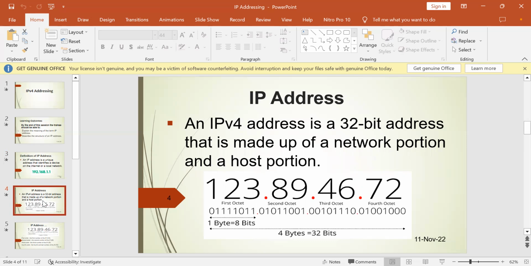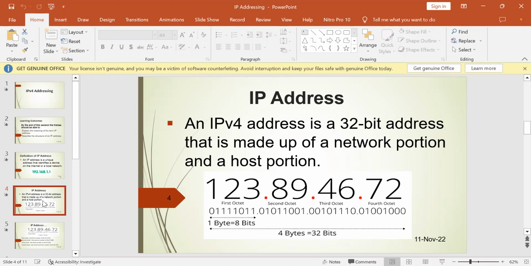So an IP address is made up of the network portion and the host portion. Now, Judith, could you please read the IP address that we have displayed on our screen? Yes. We have 123. 89. 46. 72. Yes, thank you.